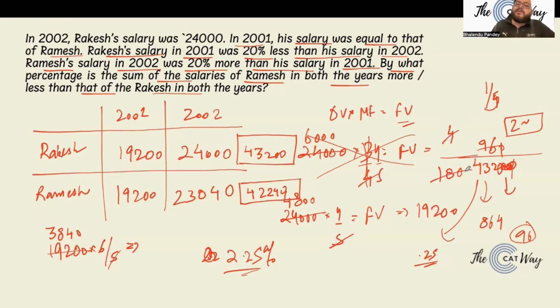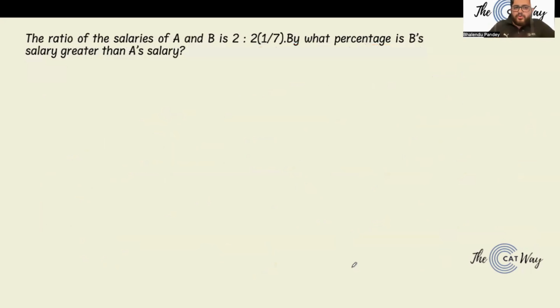Right? And in the table of 4, 180 goes how many times? 1 divided by 45. So 1 by 45% is going to be your correct answer, which is again roughly going to be 2.25%, right? So I hope I made myself clear. Let's solve one more question.